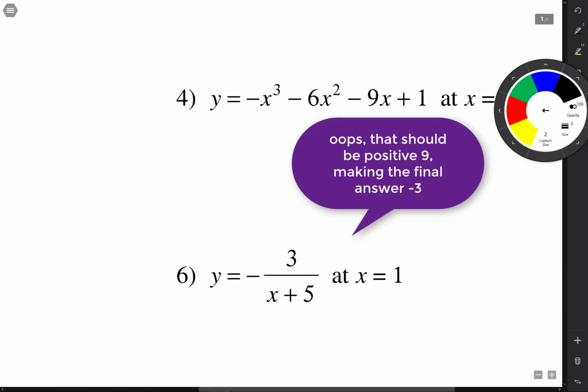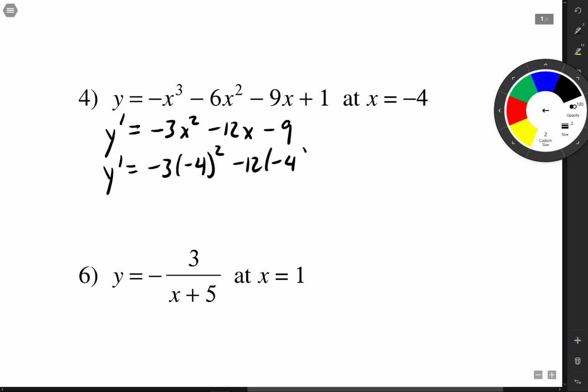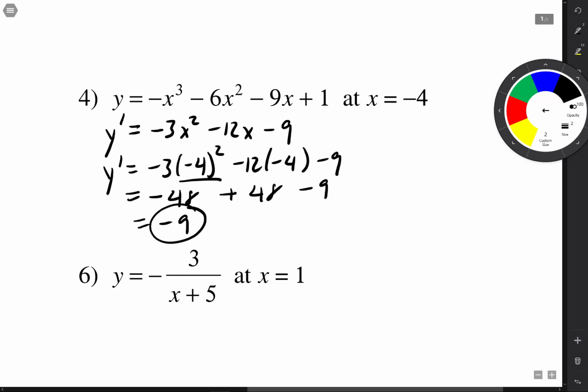All right, and again. So y prime is negative 3x squared minus 12x minus 9. When x is negative 4, we have negative 3 times negative 4 squared minus 12 times negative 4 minus 9. So 16 times negative 3 is negative 48, plus 48 minus 9 should give me negative 9.